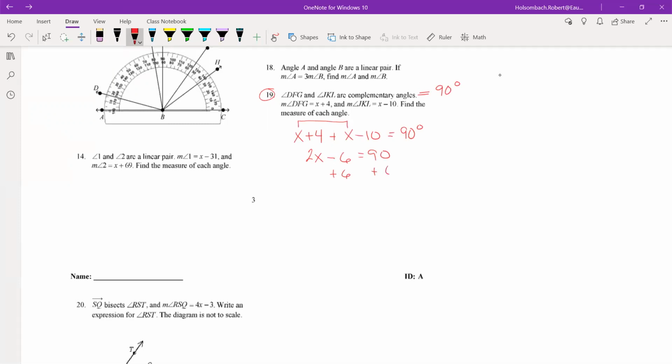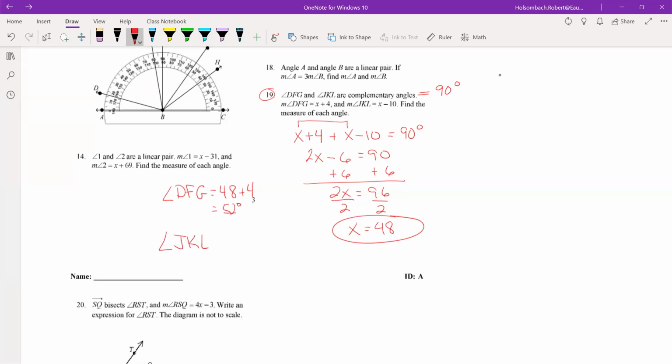So add 6 to each side. Your 2x equals 96, and you can divide by 2, and your x is equal to 48. So find the measure of each angle. Well, angle DFG is x plus 4, so angle DFG is equal to 48 plus 4, which is 52. And angle JKL is equal to 48 minus 10, which is 38.